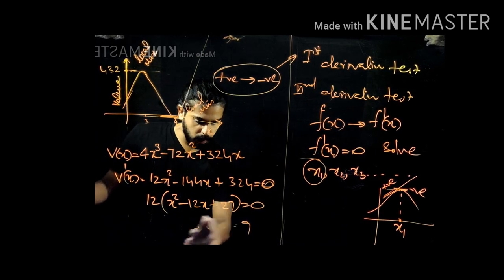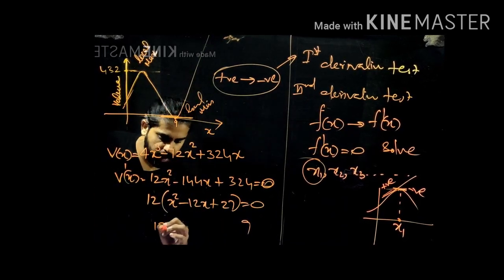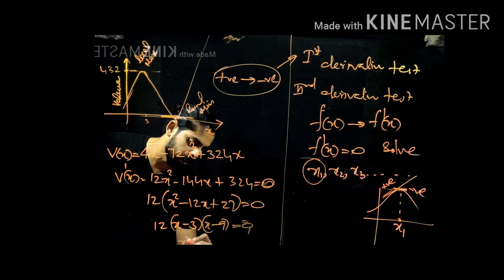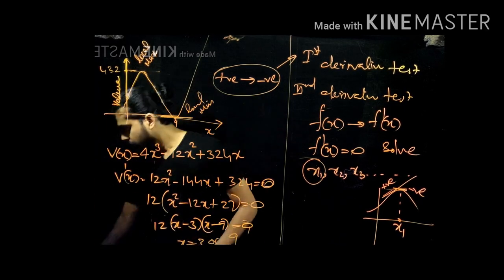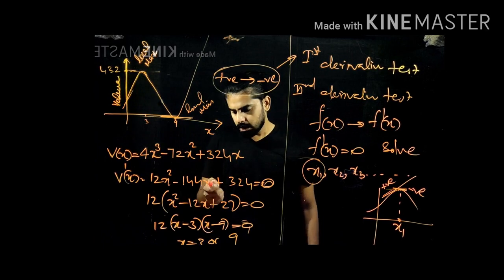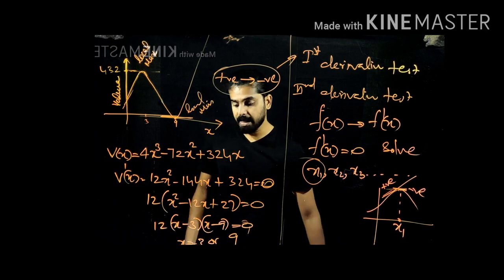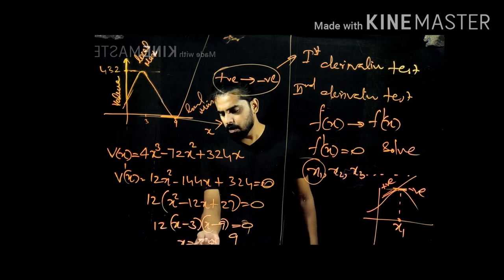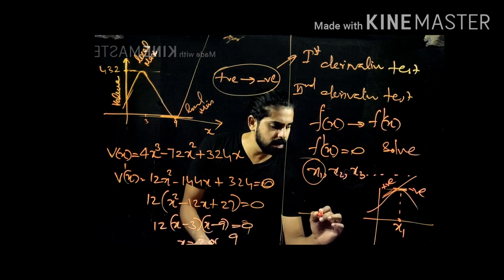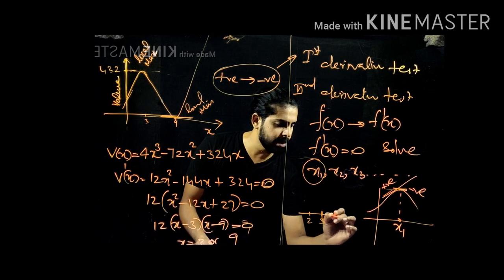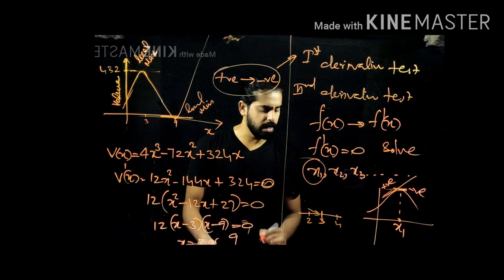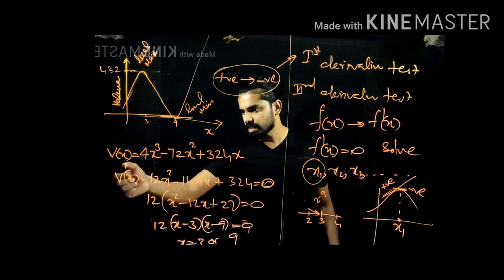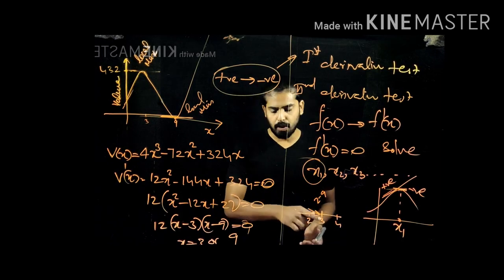I'll factorize this derivative once again. Suppose this is 12 into x minus 3 into x minus 9 equal to 0, and after that I got x equal to 3 or 9, right? So this 3 is local maxima. We can say this 3 is local maxima by the first derivative test. Let's take the value 3, this is 2 and this is 4. For a value very close to 3 on the left side of 3, say 2.9, what is the sign of the derivative? Is it positive or negative at 2.9?